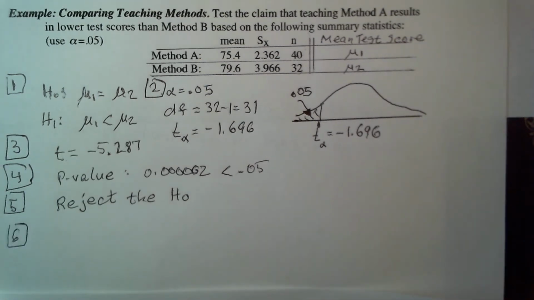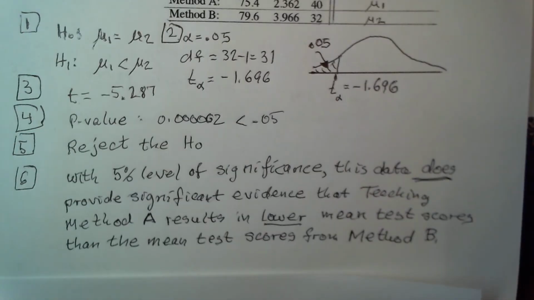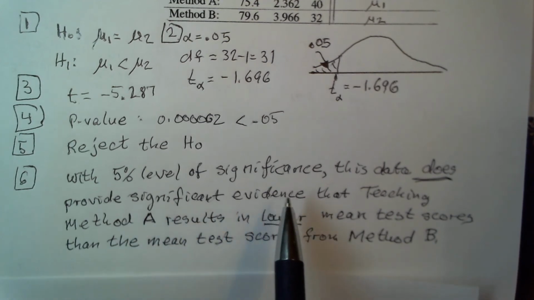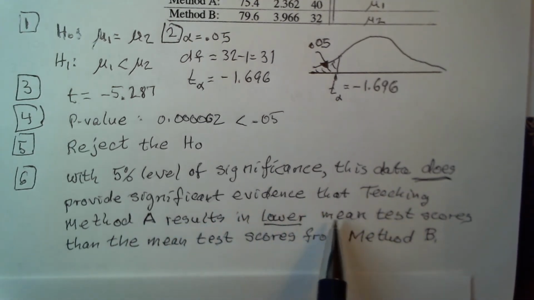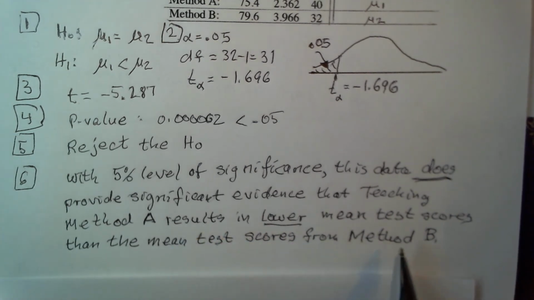Now we can state our conclusion, which is, with 5% level of significance, this data does provide significant evidence that teaching method A results in lower mean test scores than the mean test scores from method B. So here it is written for you, with 5% level of significance, this data does provide significant evidence that teaching method A results in lower mean test scores than the mean test scores from method B.